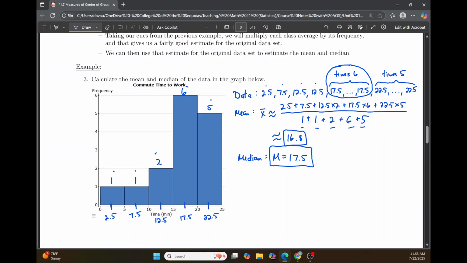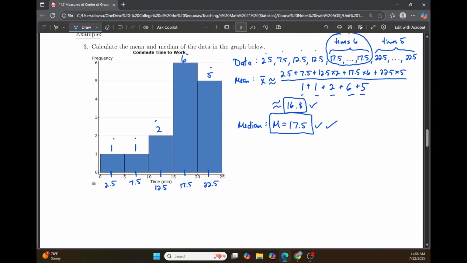Okay. As a bonus question here, we could ask which of those measures of center, 16.8 or 17.5, is a better measure of center for this data set? And we would say 17.5 because this data set is skewed, right? So remember, you use the mean for a symmetric data set, the median for a skewed data set. So 17.5 is a better measure of center for this particular data set.